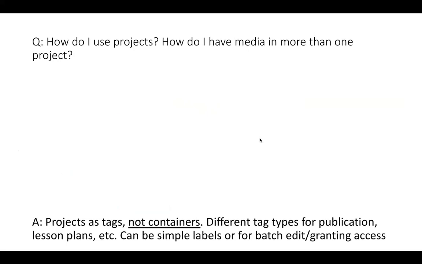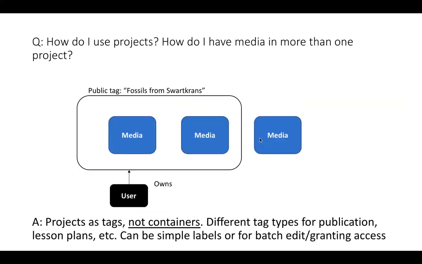So projects as containers, as an idea, are largely going away. They are going to be replaced with the idea of projects as tags. There are going to be different tag types for different kinds of projects, so publications, lesson plans. But the thing is, projects, the way we created them initially, served two use cases, and we can't really get away with that. One use case is to label things for discoverability. So say if you have 3 media, maybe someone wants to be able to take all the fossils from Swartkrans on the entire site. They just want to give that label so that people can find fossils from Swartkrans.